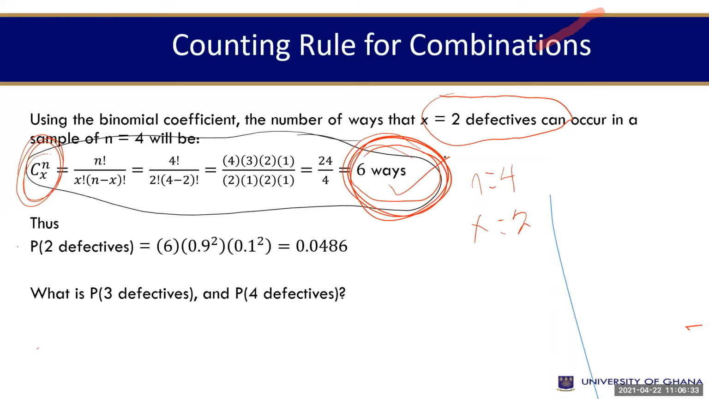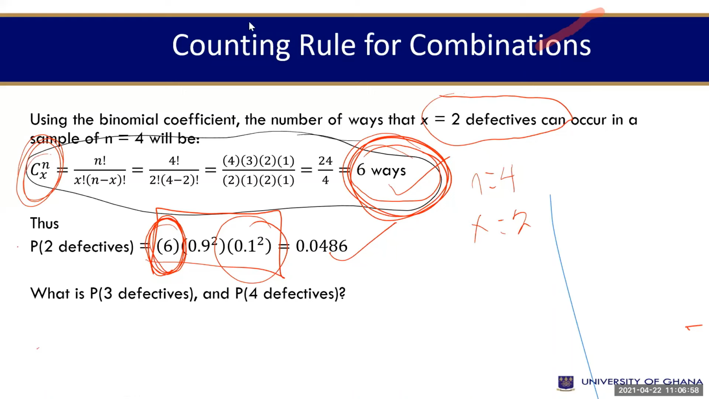Then if we know the number of ways, we can go further to determine the probabilities. Thus, we know it's going to be six: good, good, good, good, good. Then we'll be having two defective. When we calculate it, it should give us the probability. Then what is the probability that three defective or four defective?